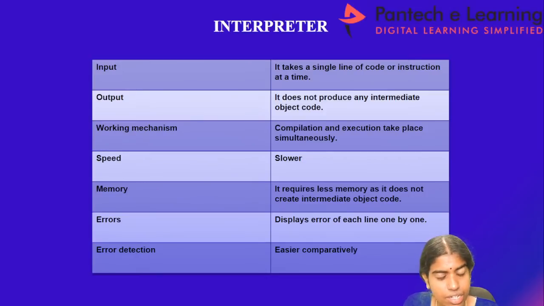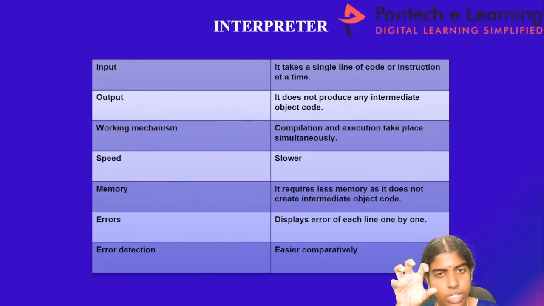And errors: they display the error of each line one by one. One by one they are going to execute the code and display the error. That is the role of an interpreter. And error detection is easier in an interpreter when compared to a compiler.